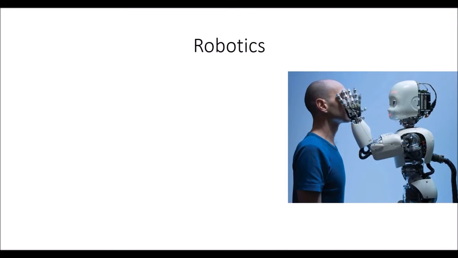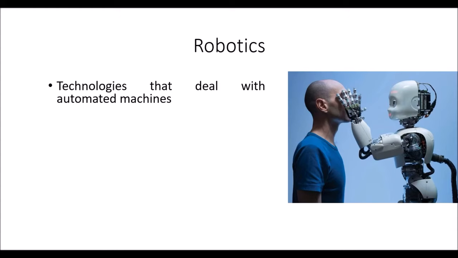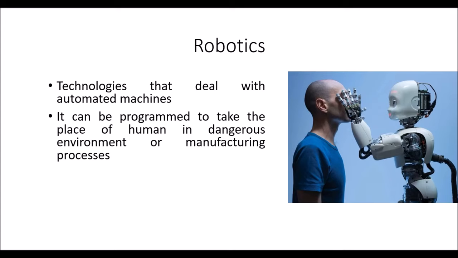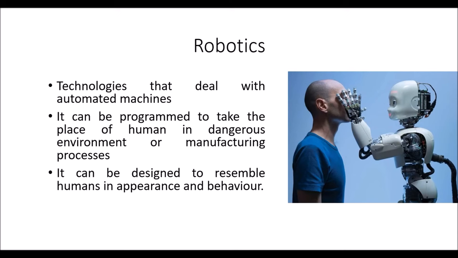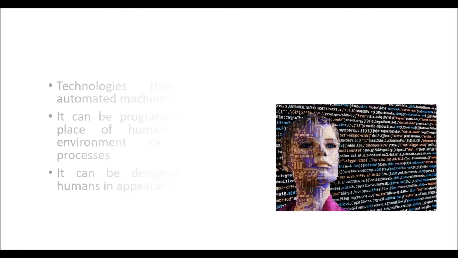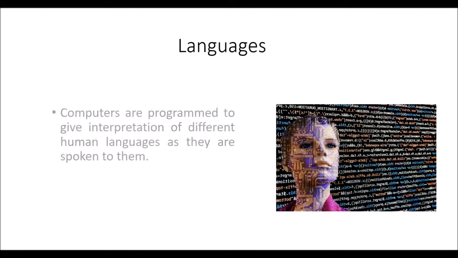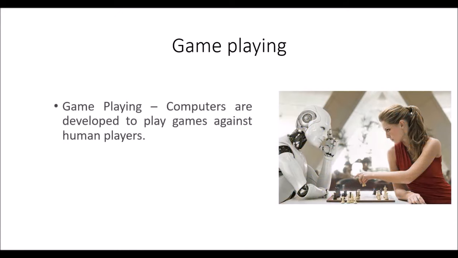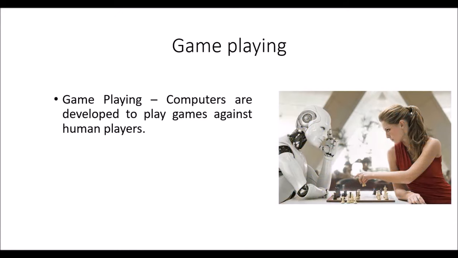Then another example of AI is robotics. Robotics has been around for many years now. And of course, we are going to learn much about robotics in chapter 5. These are technologies that deal with automated machines, which can be programmed to take the place of humans in dangerous environments or manufacturing processes. They can be designed to resemble humans in appearance and behavior. Then another emerging technology is language. Computers are programmed to give interpretation of different human languages as they are spoken to them. Now, another one is game playing. Of course, this one is quite famous now as well. That's when a human being is playing with a robot, all right?